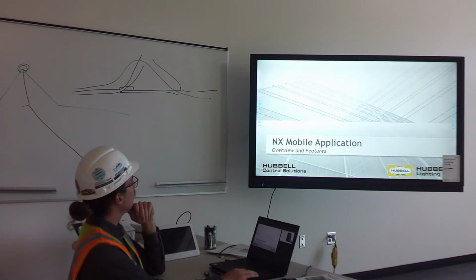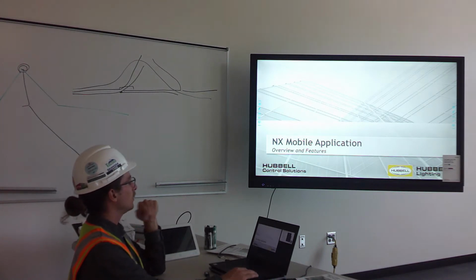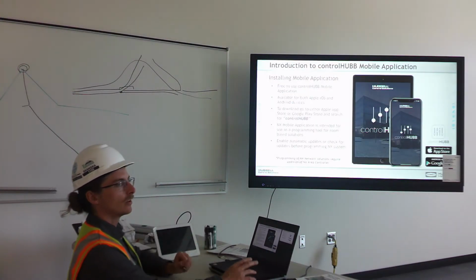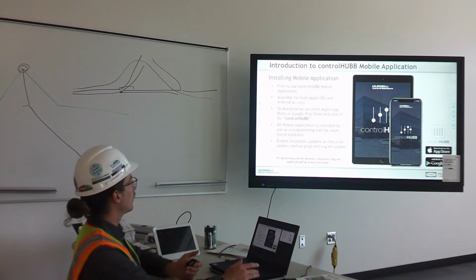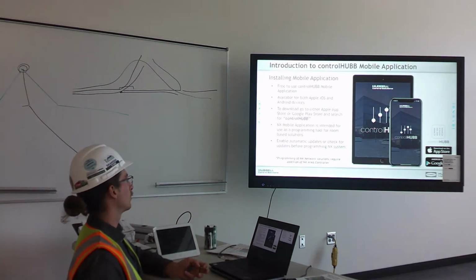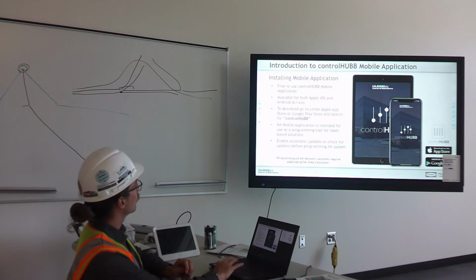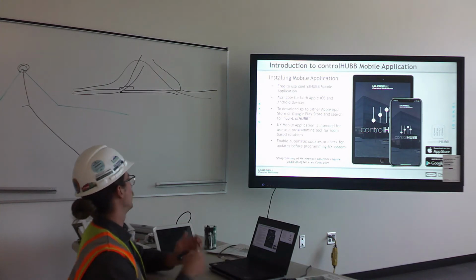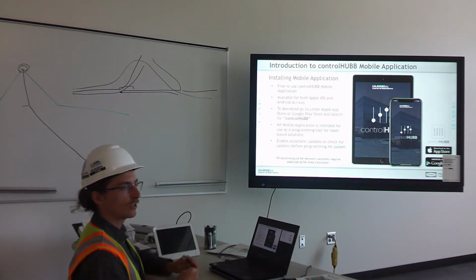All right, so here's a couple slides on the mobile app on your phone. If you want to go ahead and download it, we can play with it right now. I can just show it to you on my phone. It's called Control Hub. You'll find it in the Apple App Store and Google Play Store for Android.